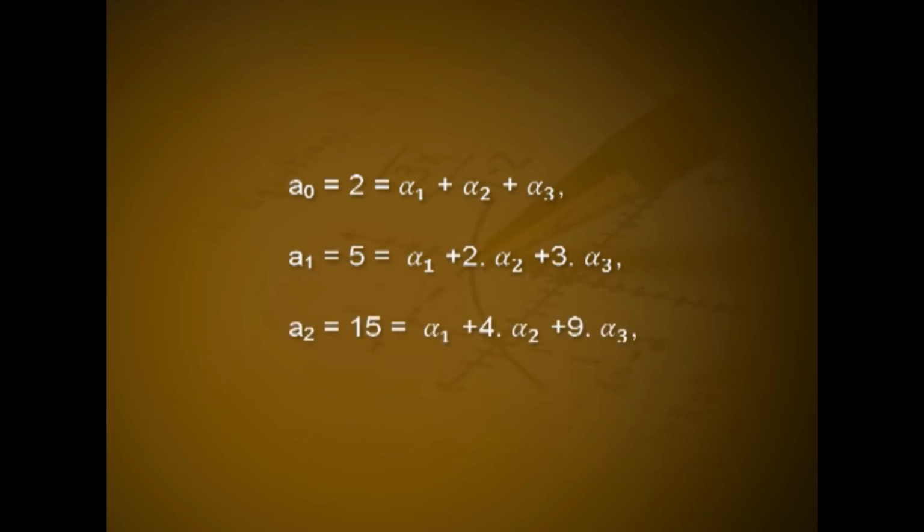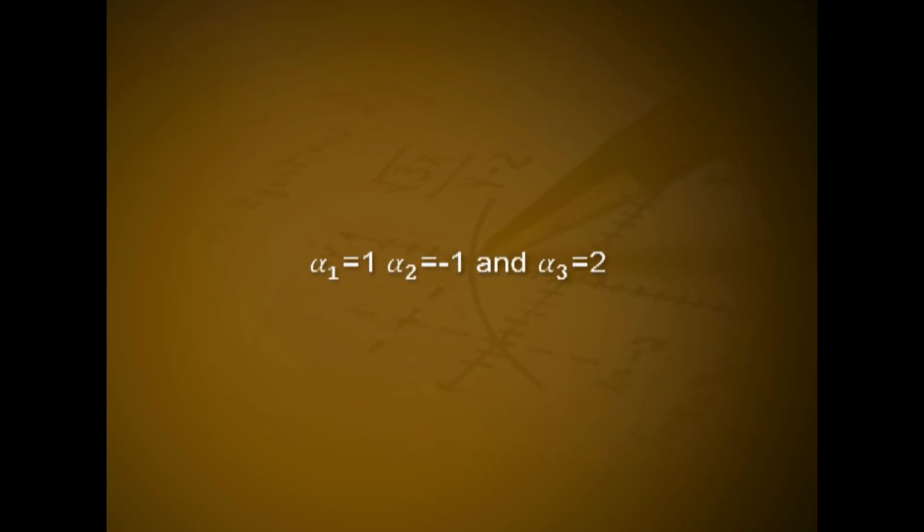This gives a_0 = 2 = alpha_1 + alpha_2 + alpha_3, a_1 = 5 = alpha_1 + 2 alpha_2 + 3 alpha_3, a_2 = 15 = alpha_1 + 4 alpha_2 + 9 alpha_3.